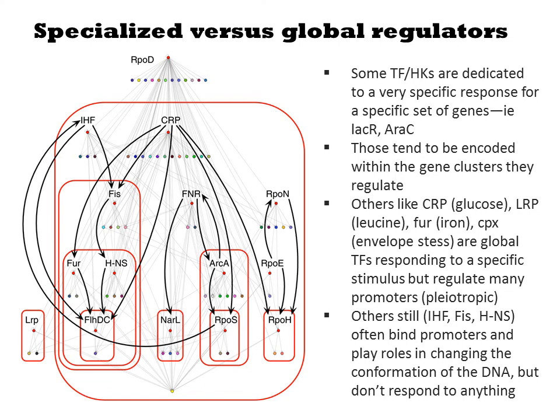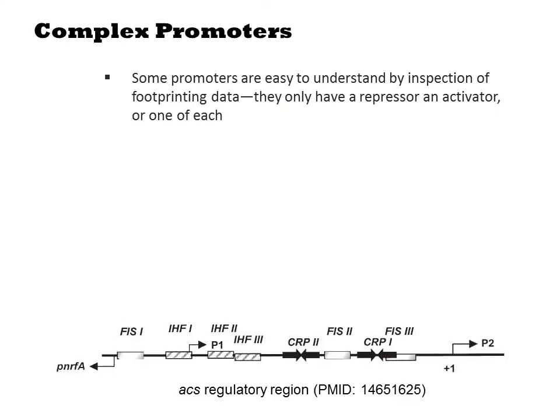Additional pleiotropic transcription factors, such as IHF, Fis, and H-NS, don't respond to specific stimuli at all, but are important in changing the conformation of the DNA and thus play critical roles in regulating processes in the sense that they are necessary for proper function. There's a type of experiment called footprinting, in which you can map out where a given transcription factor binds to a DNA. And that is how we get this sort of information that allows us to draw these diagrams.